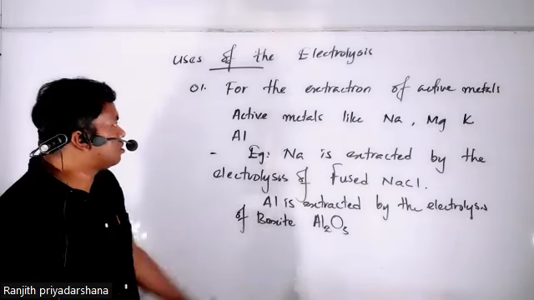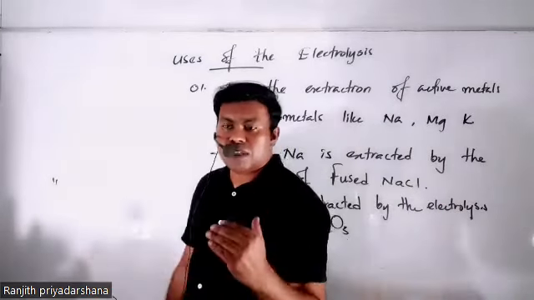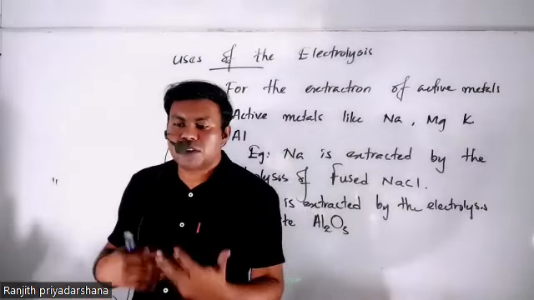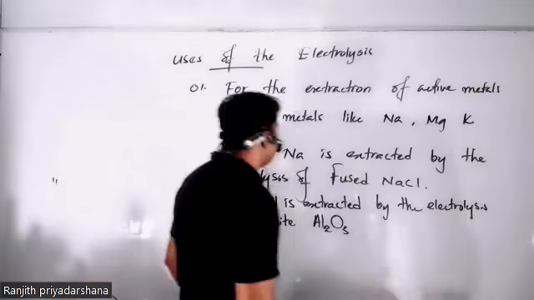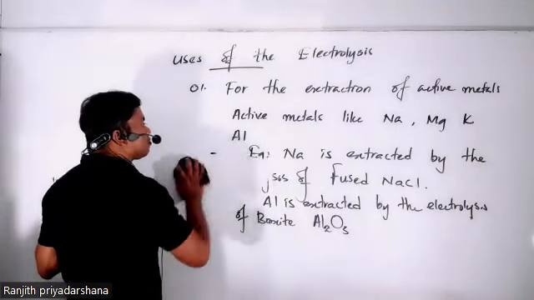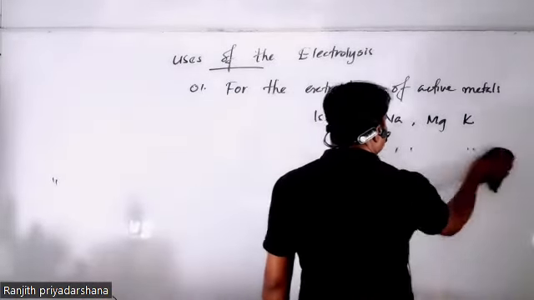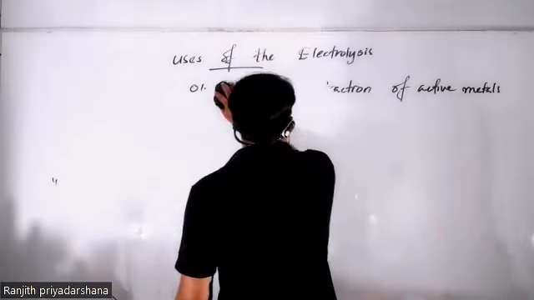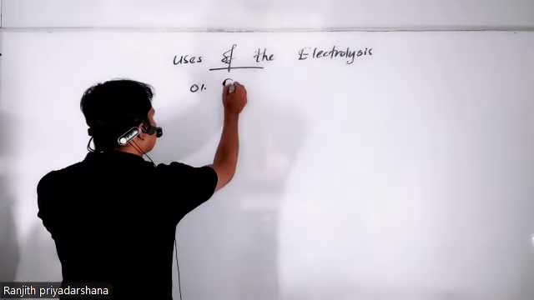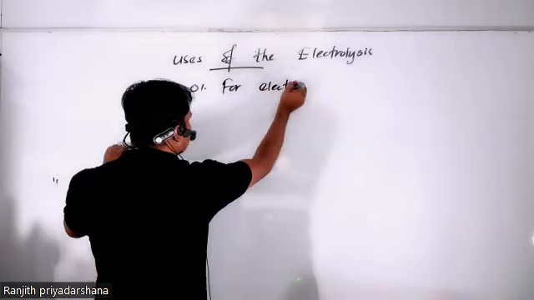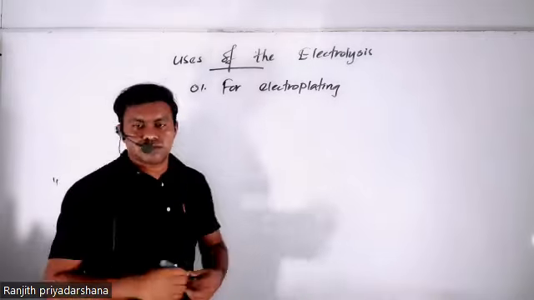Right. I think you have taken this down. So next application: you saw that a metal deposits on the cathode. So that can be used for plating metals. Take down, second one, for electroplating.